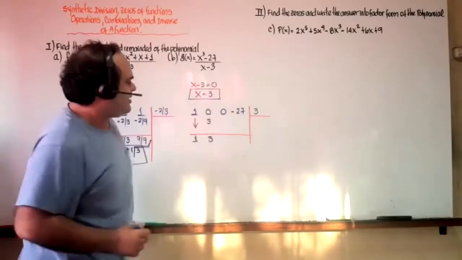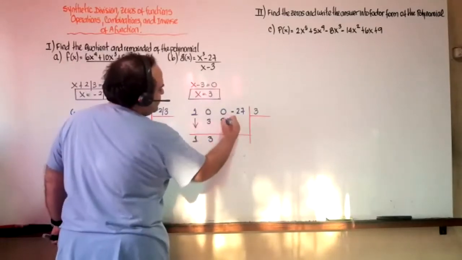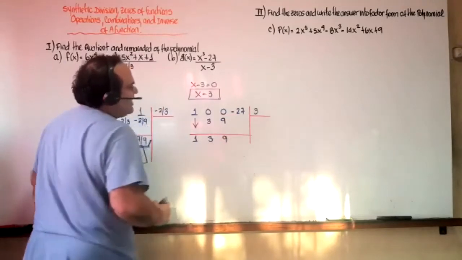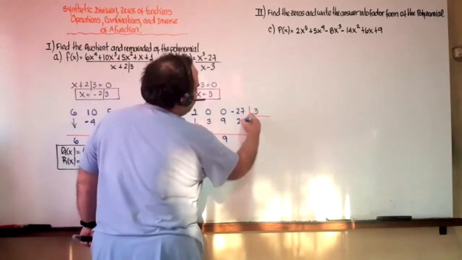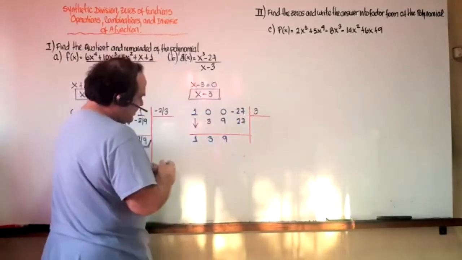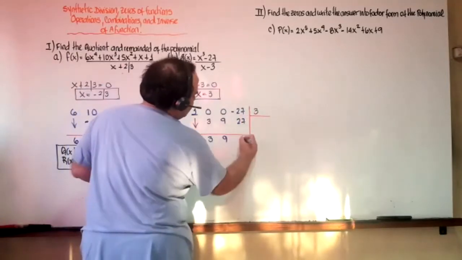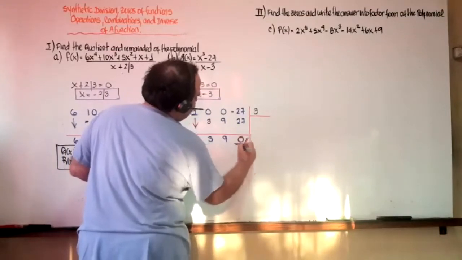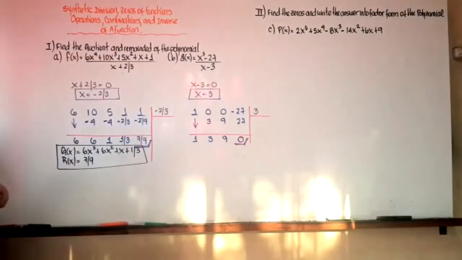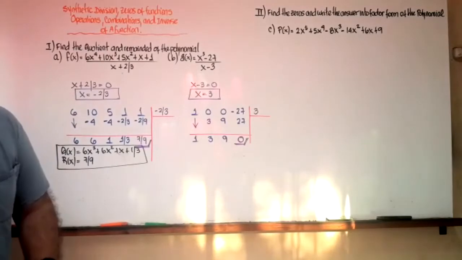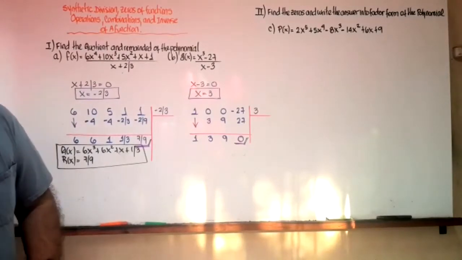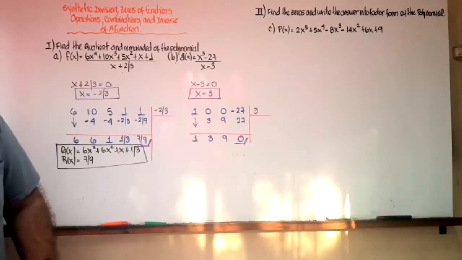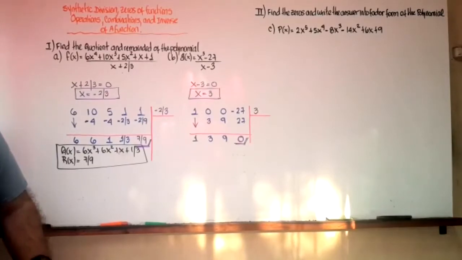3 times 3 will be 9. 0 plus 9 will be 9. And 9 times 3 will be 27. And 27 minus 27. All right. In this case, the remainder will be equal to 0. Remember, without exception, in the synthetic division, the last number always will be the remainder.